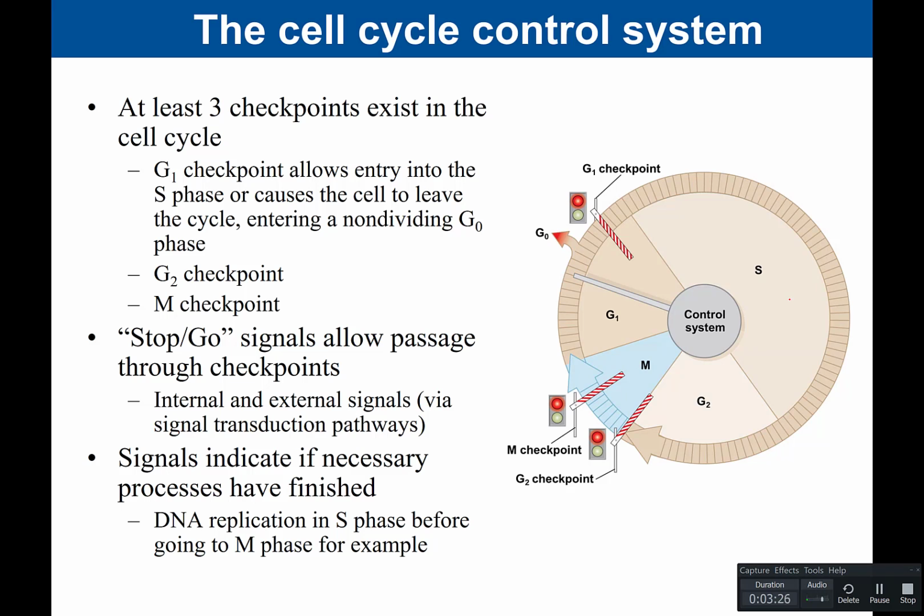And so these stop and go signals allow passage through the checkpoints, and they're basically regulated by both internal and external signals via signal transduction pathways. So certain growth factors, for example, can stimulate the cell to divide, or other factors might tell the cell not to divide. And that can either be internally or from external sources as well.